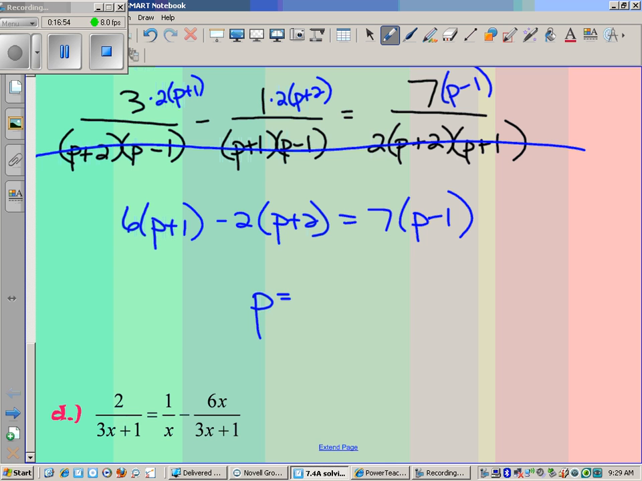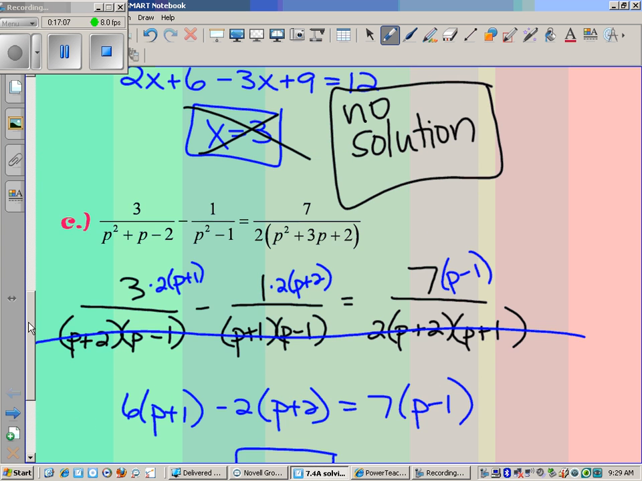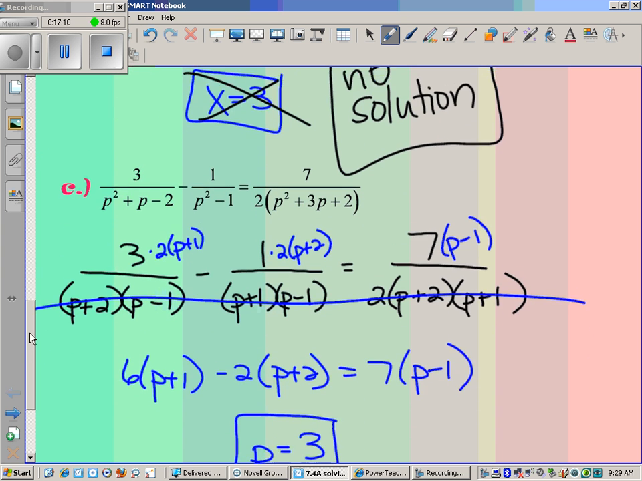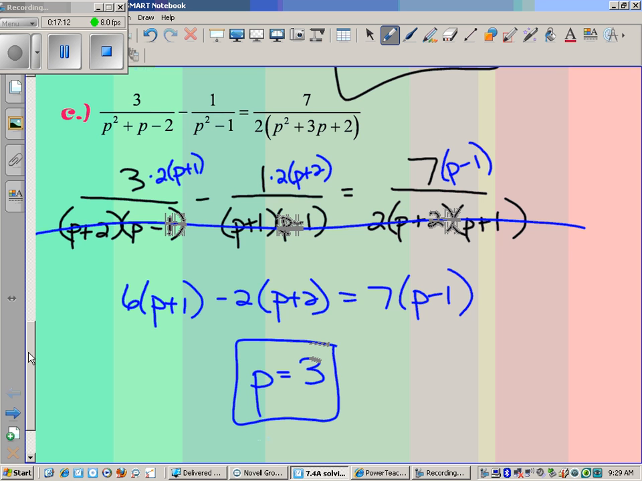Did you get p equals? P equals 3? But, Kyle Johnson, what do we have to do? We solved it, but we have to make sure that our answer makes sense. Did you check it? We need to check it, right? But if I plug it into my original, back up here, that's a lot of numbers, right? Can I plug it into my factored version down here? Isn't it a little bit easier?